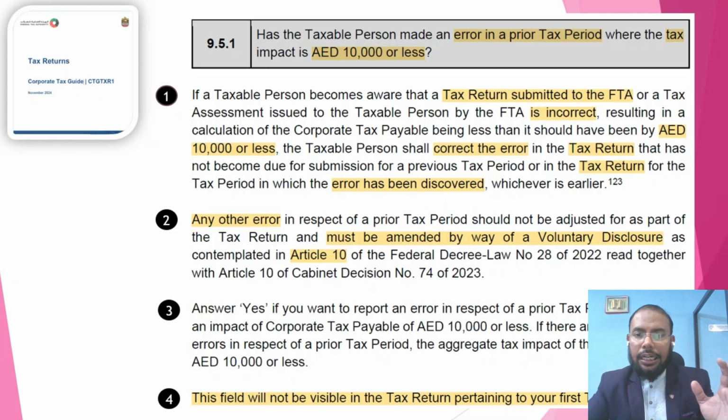I hope you understand. If you made an error in your first tax period, you cannot revise it in that return. I hope you understand. There is no concept of revision of your CT filing. You can only make the correction in the next tax return filing or through the voluntary disclosure as per the conditions we discussed here. I hope you understand this scenario.